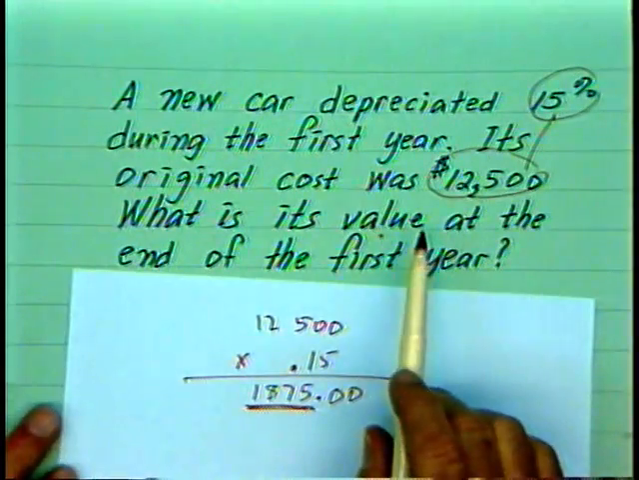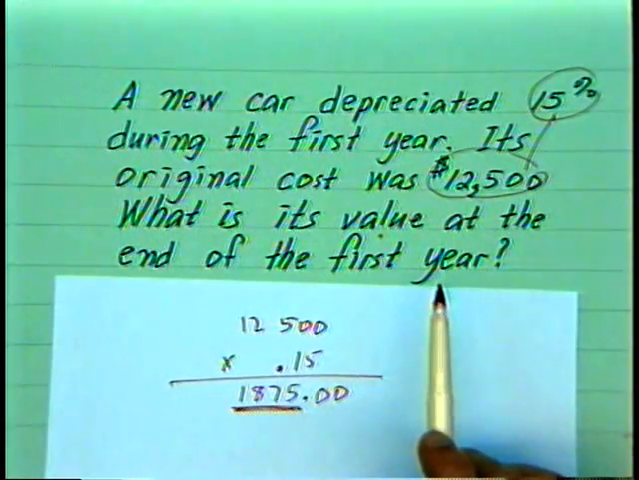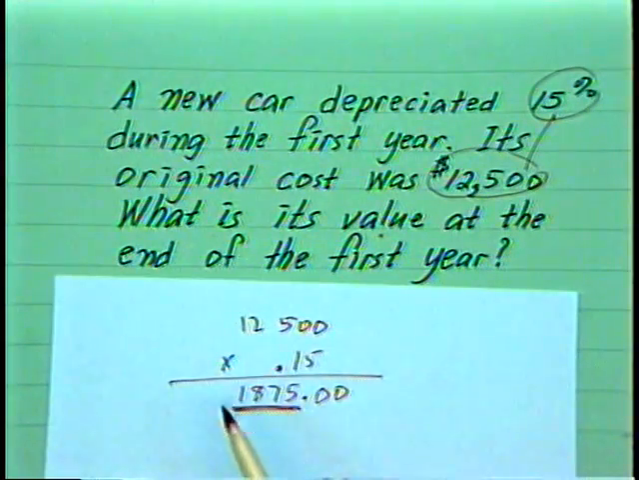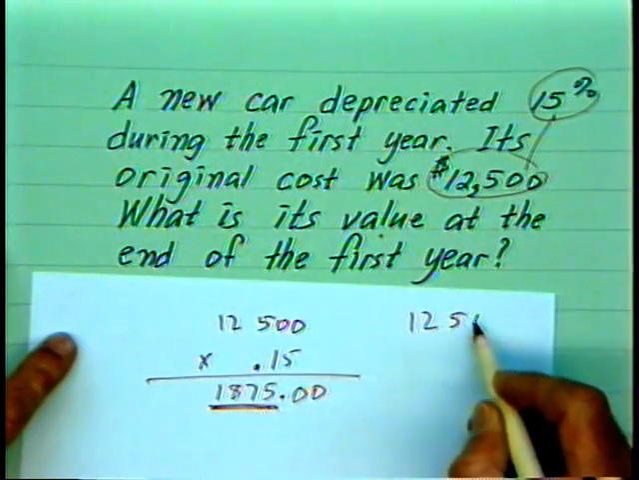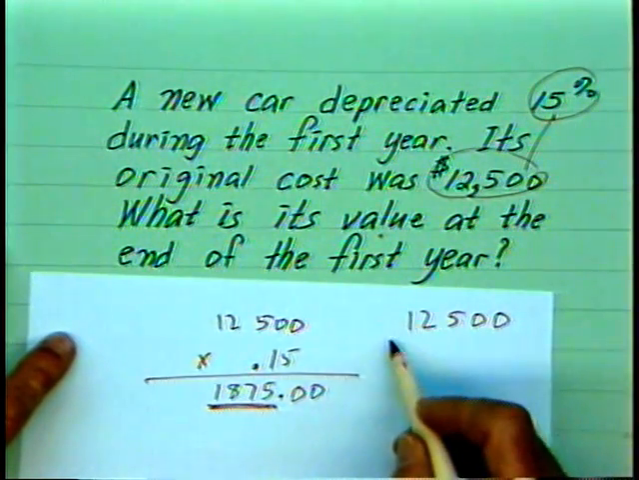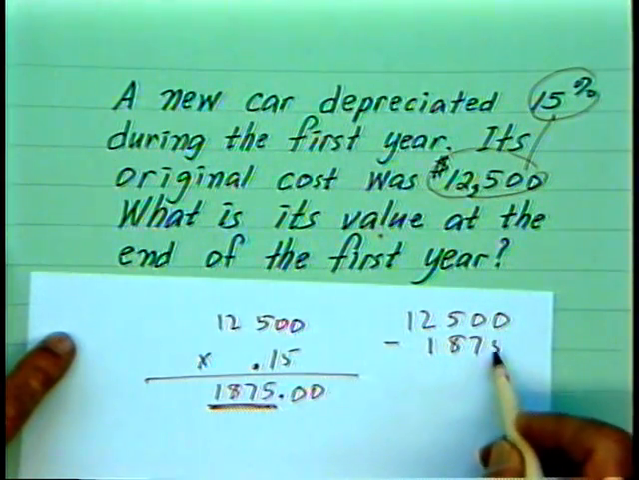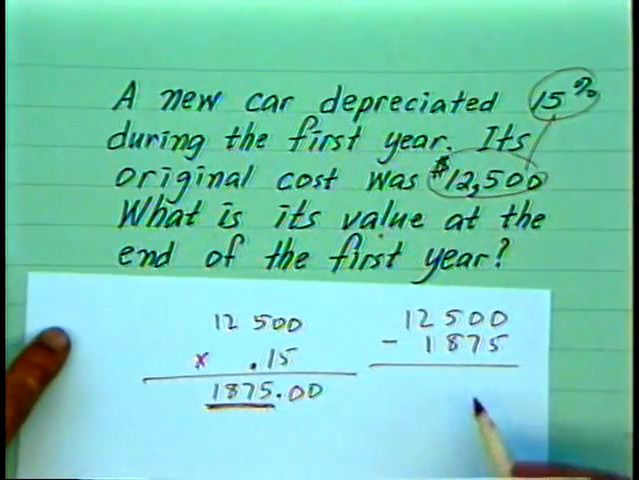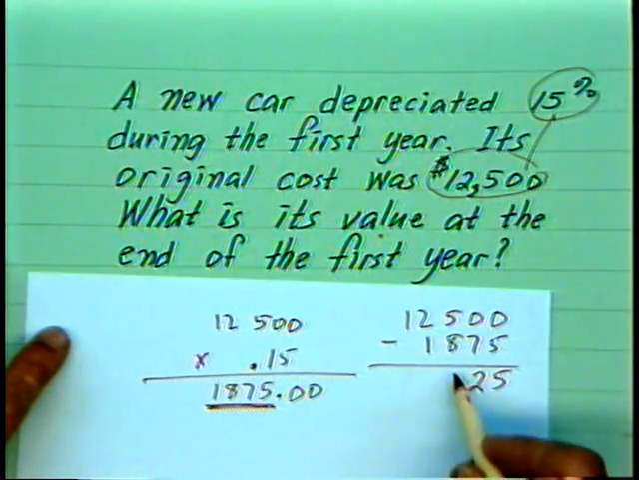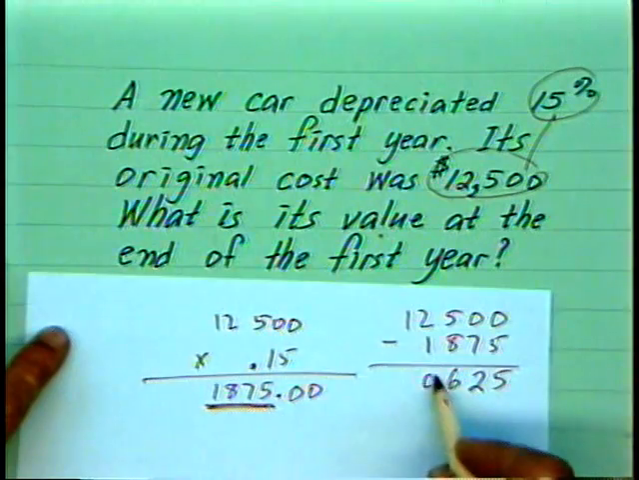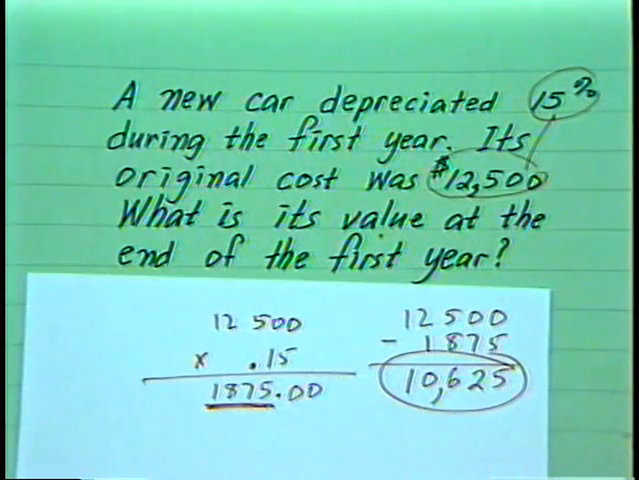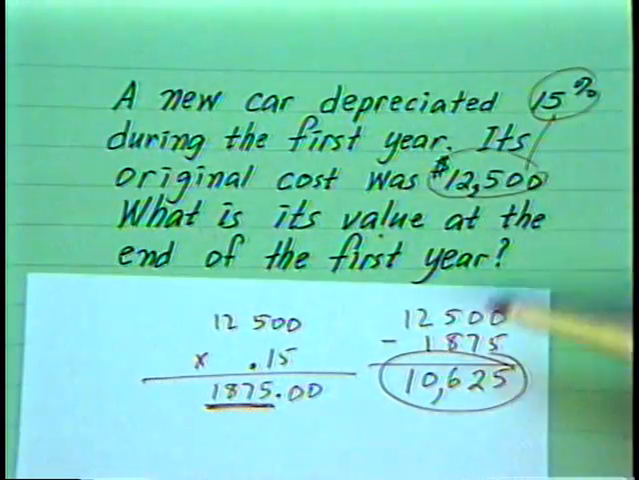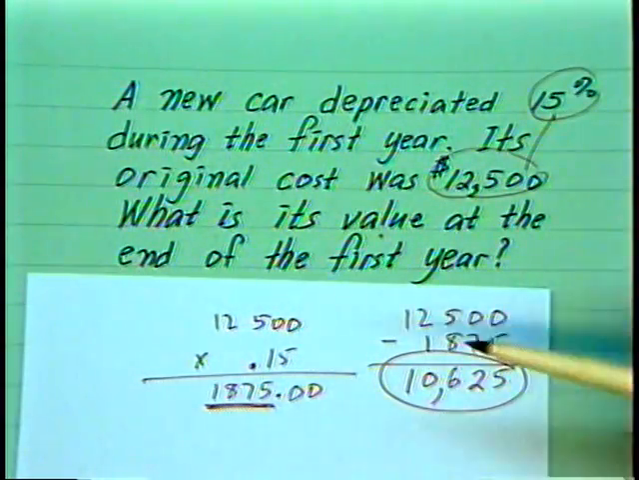And they want to know its value at the end of the first year. And of course the value is what you get after you have depreciated or taken this off of the value. So common sense now says I'll take its current value, the first year value, subtract the depreciation, and what is left is its new value at the end of that year. So at the end of the first year, by depreciation alone, the car's value will be $10,625.